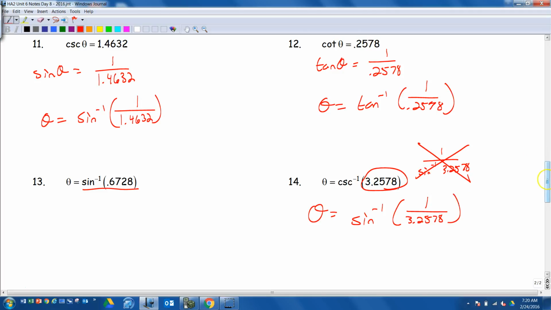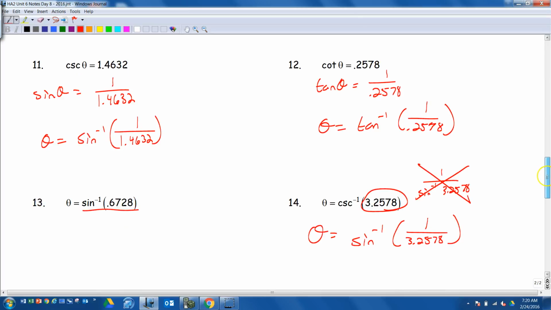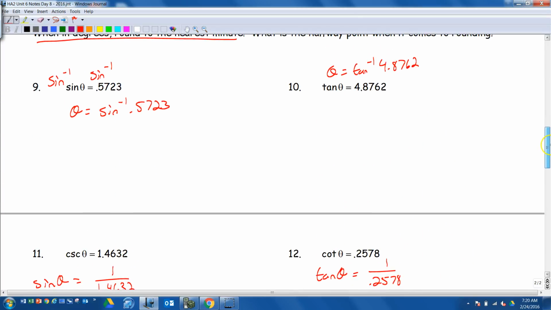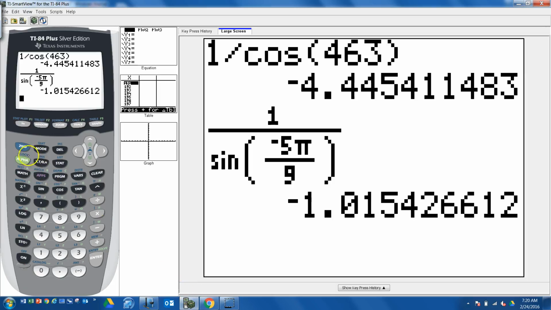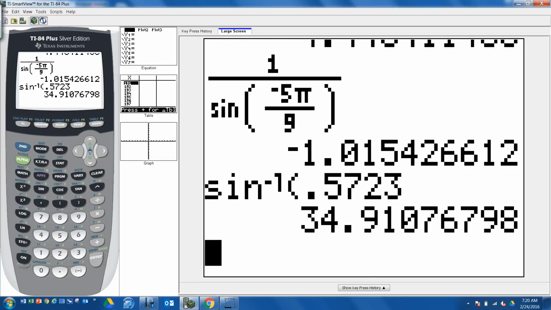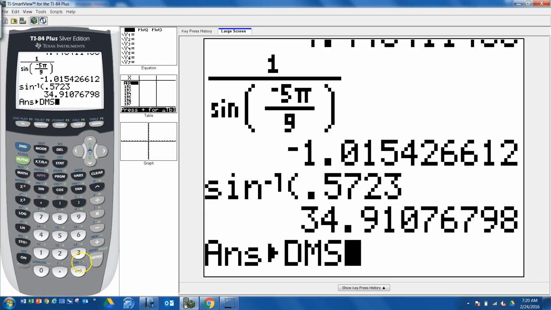All right, now once you have all these written out, you can type them in. So it doesn't matter which one you pick. I'll just pick the first one. Sine inverse of 0.5723, so second sine of 0.5723. You hit enter. I want that in degrees minutes, so I hit second apps number 4. And it should say answer to DMS.